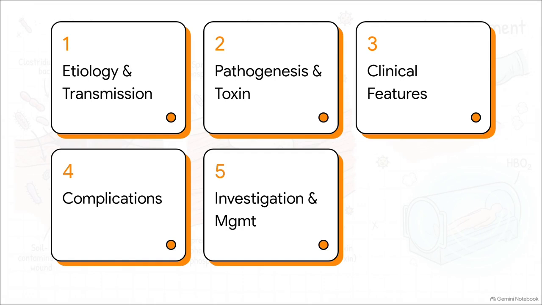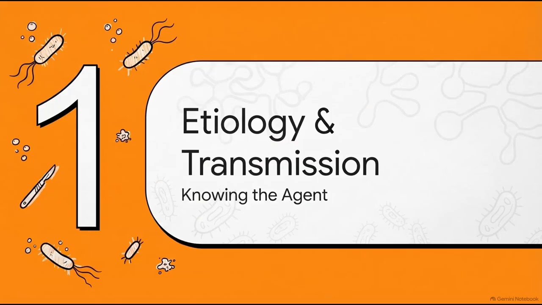Our agenda today follows the actual progression of the disease. 1. Etiology and transmission. 2. Pathogenesis and toxin release. 3. Clinical features and examination. 4. Complications of gas gangrene. And finally, 5. Investigation and medical management. Let's go. Section 1. Etiology and transmission.